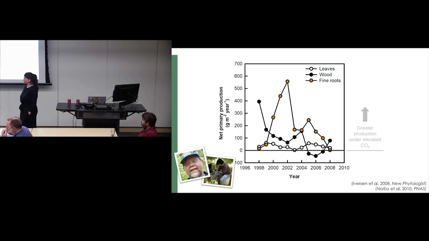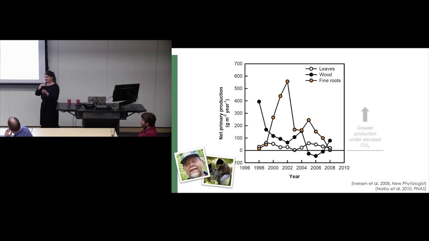It's interesting that this is so dynamic. There's not a consistent net primary production over time. Do you have an idea as to why fine root production, for example, increased and then seems to start to decrease again, or any thoughts on that?